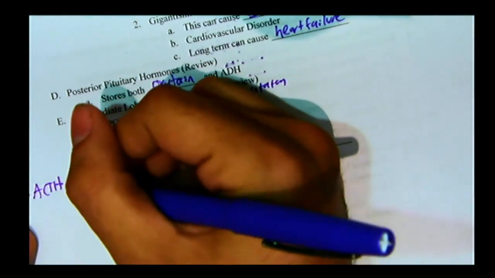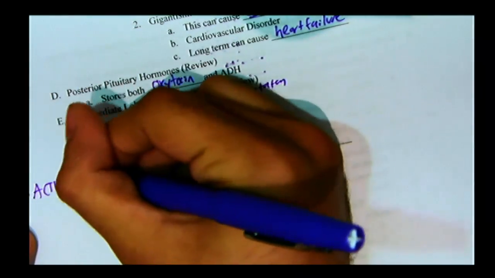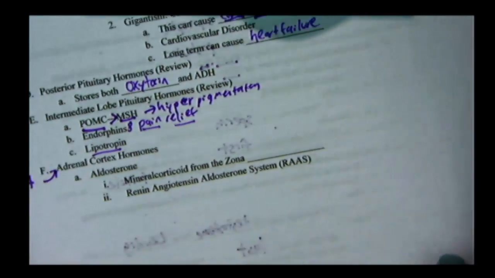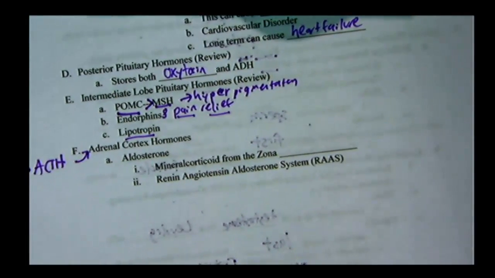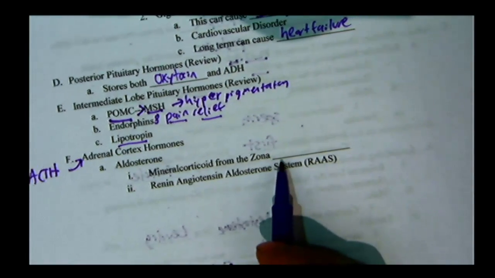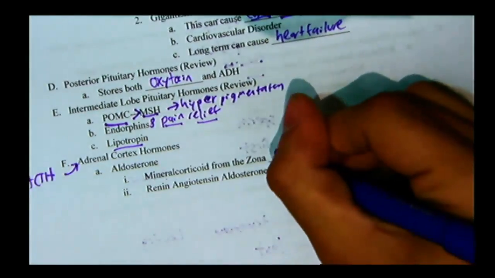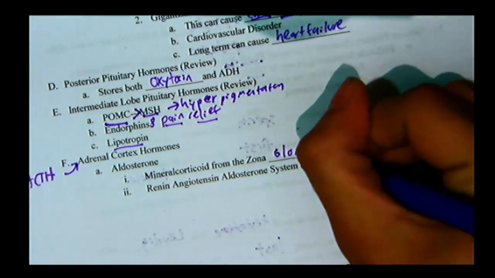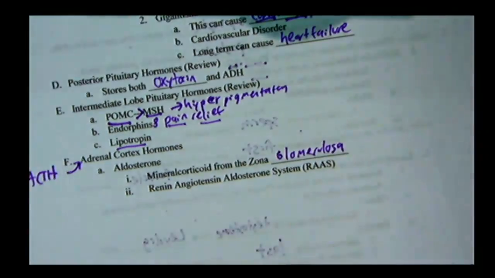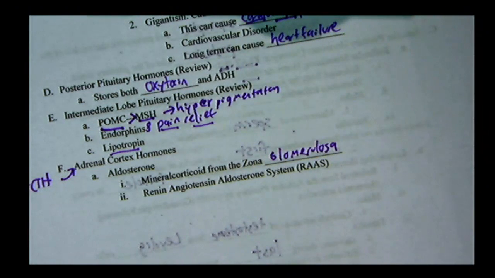So first we have aldosterone. It's a mineralocorticoid from the zona glomerulosa. Know all the zonas, because for some reason it's in your PowerPoint. I mean, it's in there for a reason, so definitely know them. And I have them all here.